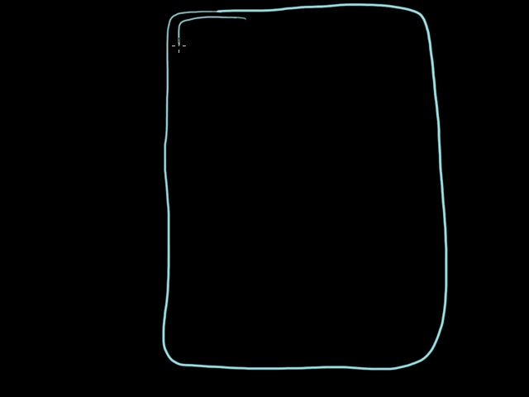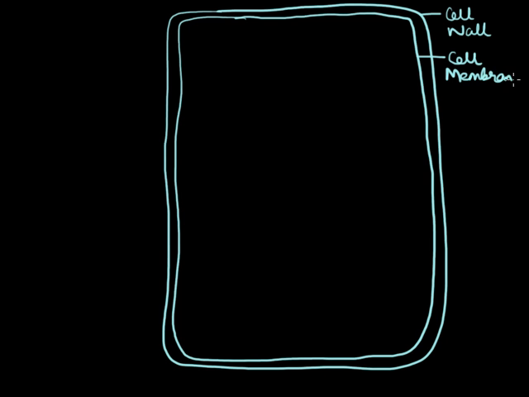Next, draw another rectangle within this. So just follow the outer rectangle and draw this. Make sure to maintain gaps between both the rectangles at all times. So this is the cell wall. The outer rectangle is the cell wall and the inner rectangle is the cell membrane. Whatever is enclosed within is called the cytoplasm.